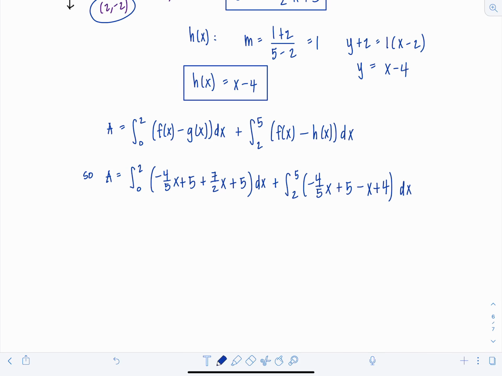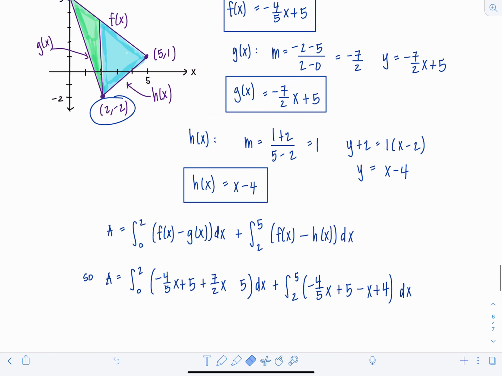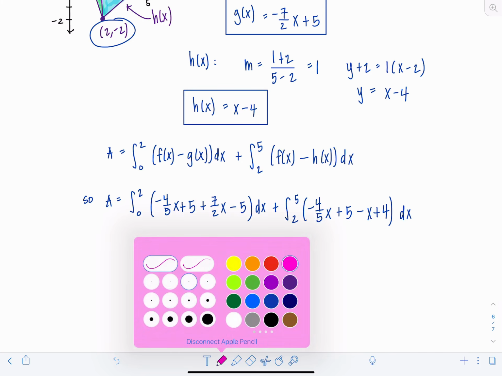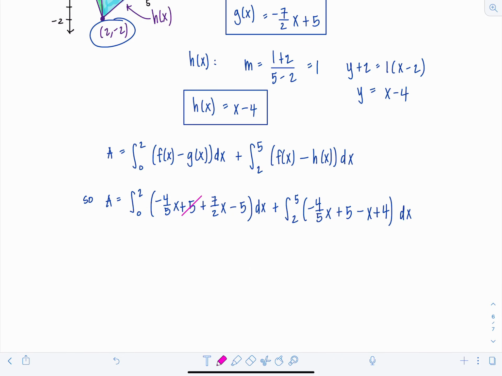Okay, and notice, I know it's exciting to start anti-differentiating, but you want to make your life as nice as possible before you do so, meaning, notice here, oh, you know what? This should be negative, right? Because g of x was negative 7/2 x plus 5. So when I distribute that negative, this is going to be minus, and then now these 5's cancel out, okay? And also I can combine like terms here.